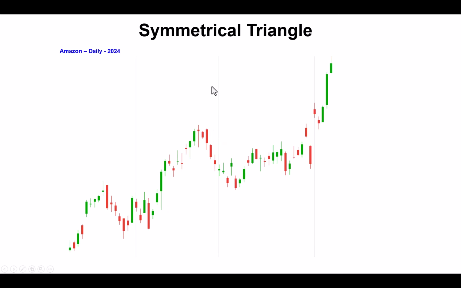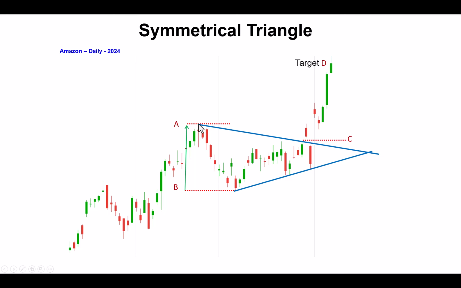Here we have a symmetrical triangle. It's actually an Amazon daily chart, and it's fairly recent. We can see right there, top, bottom, or trough here. Calculate the difference, add it to the breakout price, and then you have target D up there. Sorry, I forgot the arrow. I think you can live with that.